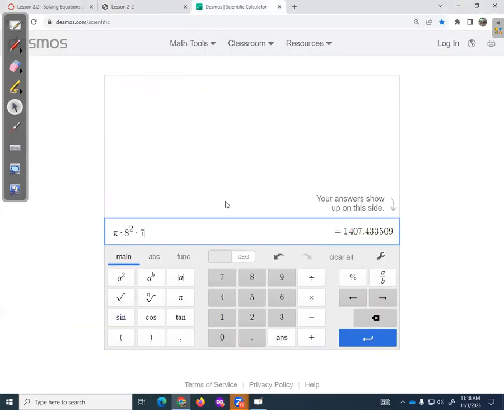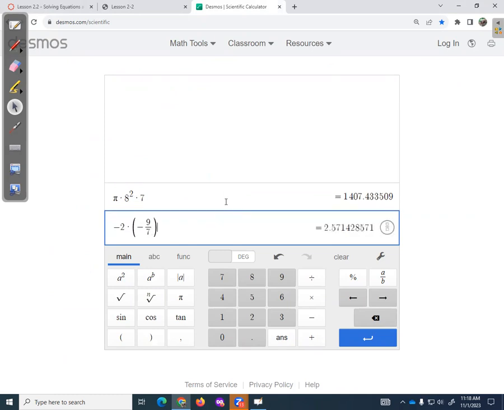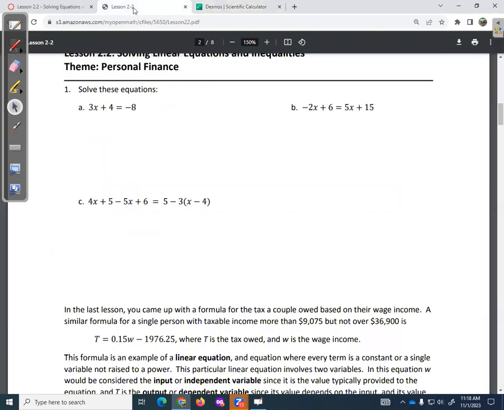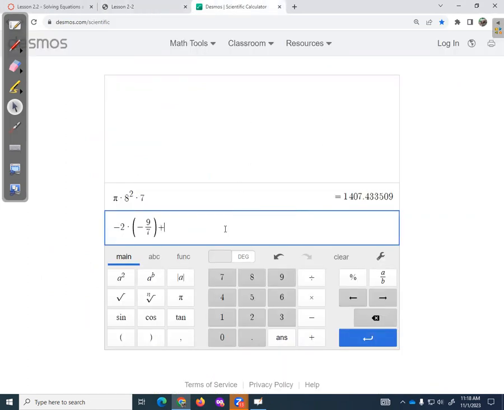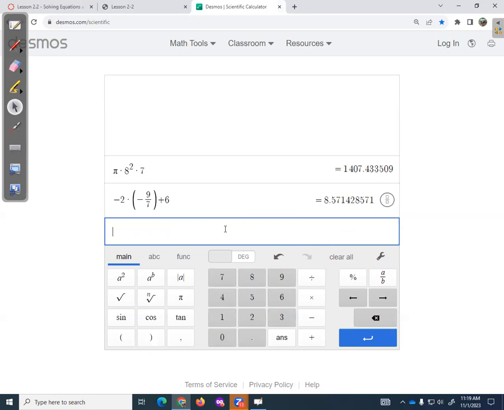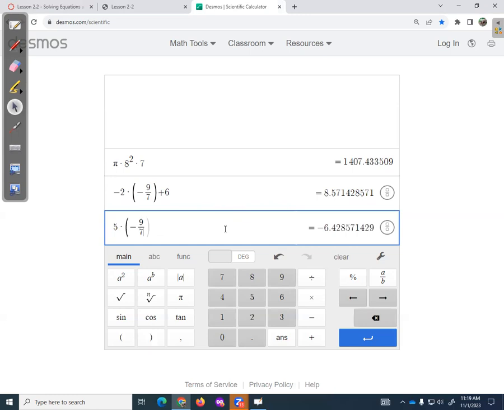All right, calculator. So -2 times (-9/7), close parentheses, add 6, yeah, +6. So my calculator thinks the left side should be 8.57-ish. On the right side, we had 5 times (-9/7), close parentheses, and then plus 15. And the numbers match. So I'm good. I have the right answer.